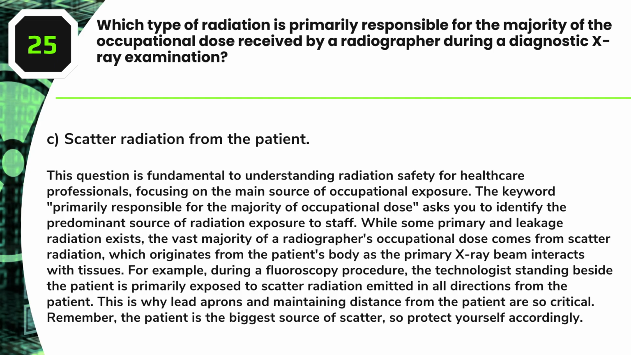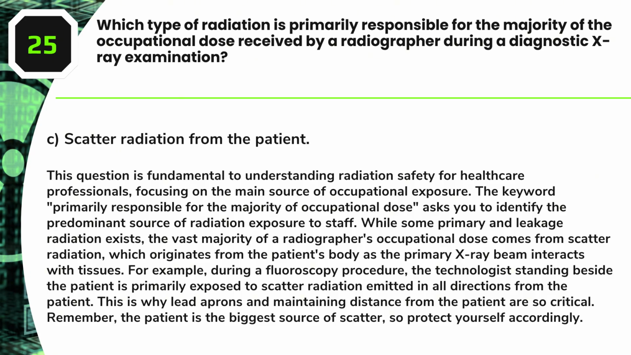Answer C. Scatter radiation from the patient. This question is fundamental to understanding radiation safety for healthcare professionals, focusing on the main source of occupational exposure. The keyword primarily responsible for the majority of occupational dose asks you to identify the predominant source of radiation exposure to staff. While some primary and leakage radiation exists, the vast majority of a radiographer's occupational dose comes from scatter radiation, which originates from the patient's body as the primary X-ray beam interacts with tissues.